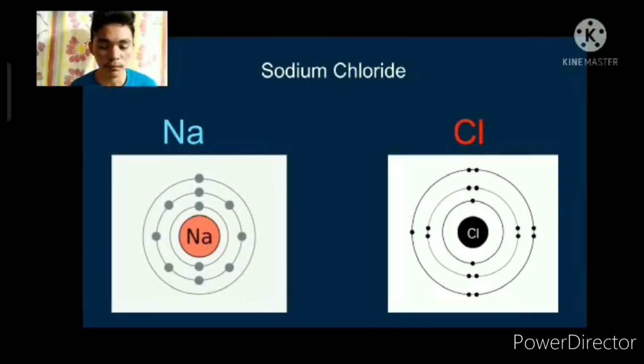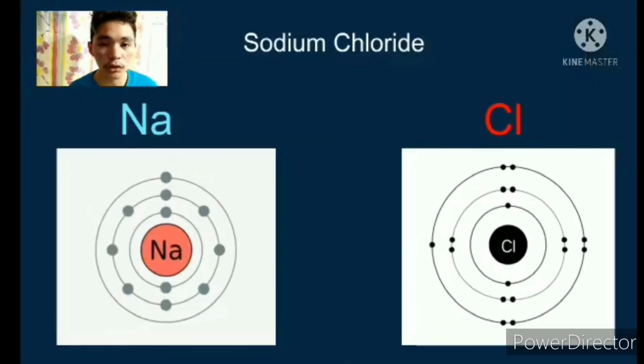If we can see, that is the atomic structure of sodium and chlorine. The first shell of sodium has 2 electrons, the second shell has 8 electrons, and the third and last shell, or the valence shell, has 1 electron, which is the valence electron. While in chlorine, its first shell has 2 electrons, its second shell has 8 electrons, and its valence shell has 7 valence electrons.